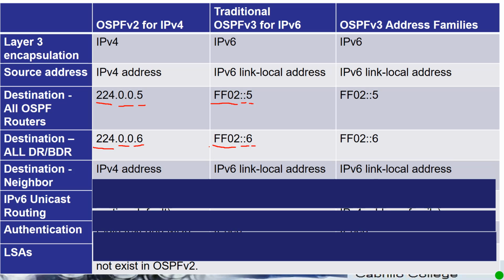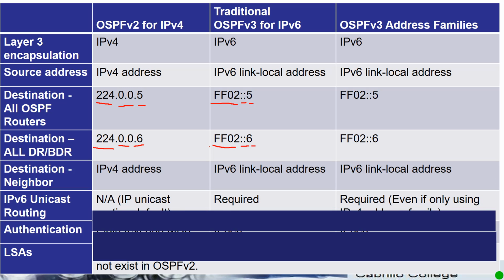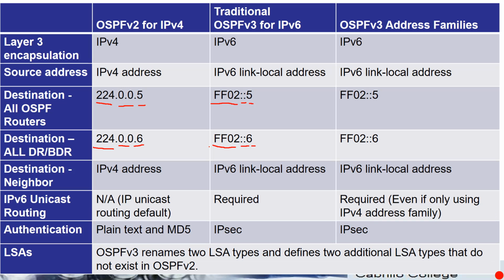We have our destination neighbors. They're going to, again, use the appropriate addresses, whether it be an IPv4 address or a link local address. Unicast routing for IPv6 is not necessary for version 2 because it's not doing IPv6, but it is required for the traditional IPv6. We look at authentication. Here it's going to be where it deviates. OSPFv2, MD5. OSPFv3, IPsec.